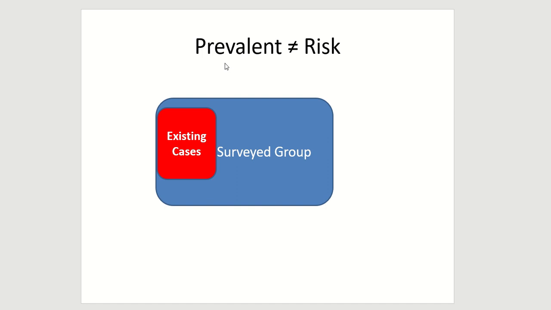So again, stating the obvious once more, prevalence is not equal to risk. Existing cases over everybody is a prevalence, it is not a risk. A risk requires that you only have new cases, and it requires that the design itself is a prospective design.